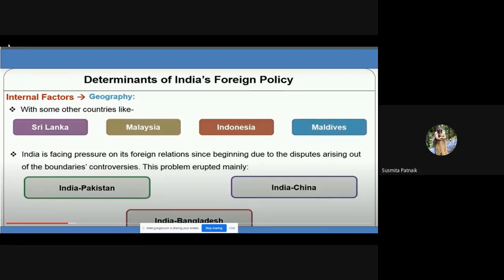That is the case of India and China. China says that till now this is my boundary.